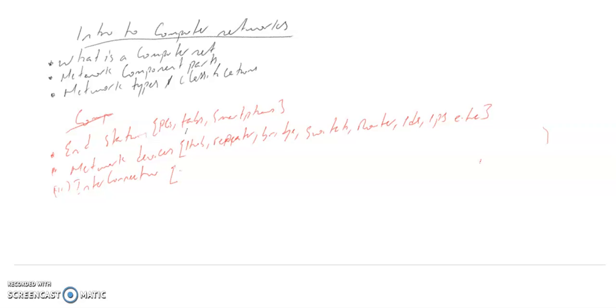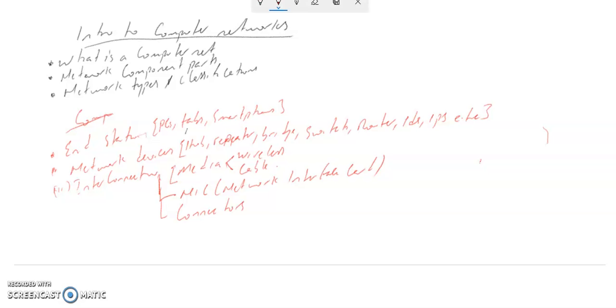For the interconnection, you have your media, which could be either wireless, Wi-Fi, or cable. Then you have the NIC, which is a network interface card. And lastly, you have your connectors.